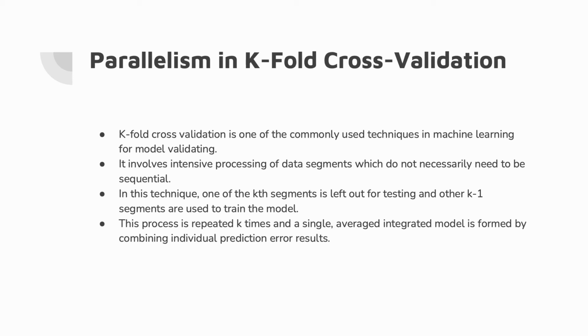This process is repeated k times and a single averaged model is formed by combining all these individual prediction error results. This way we are able to get average and most general model results.